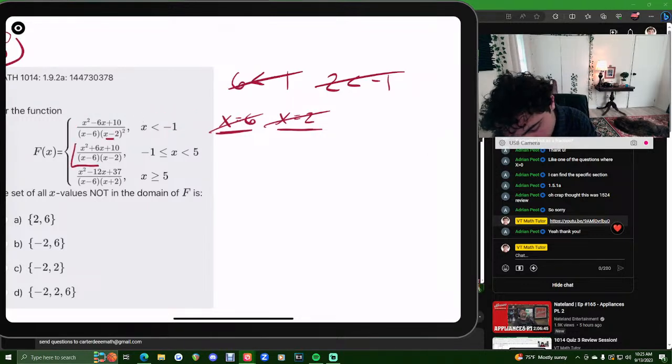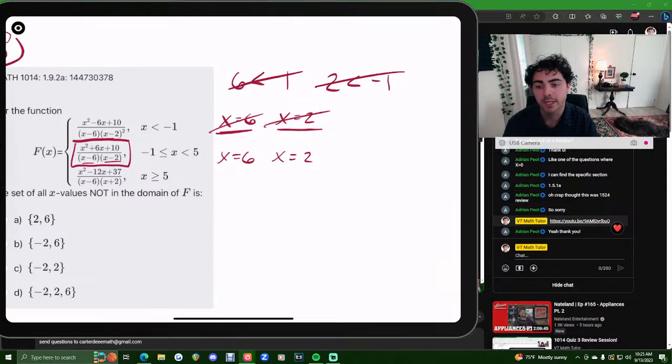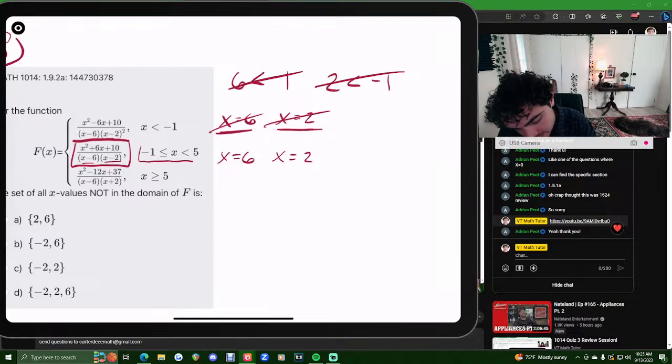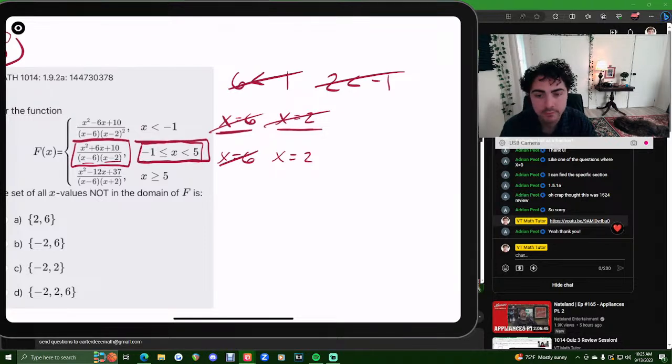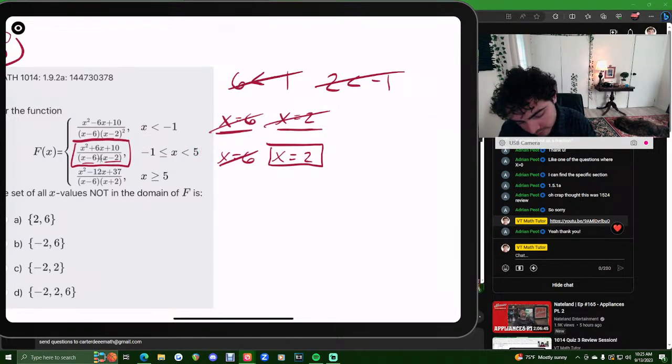All right, so for this one, again, we have x equals 6 and x equals 2, just from these two denominator factors. 6 and 2, when plugged in, would make that denominator equal to 0. So then we ask ourselves, is 6 between negative 1 and 5? It is not. Is 2 between negative 1 and 5? It is. So because 2 is between negative 1 and 5, we now want to include the 2. Now we move on to the last one.